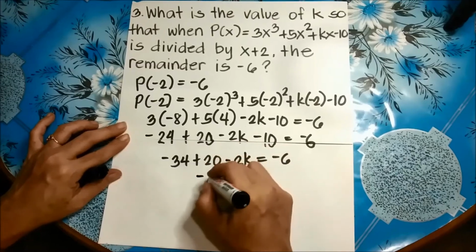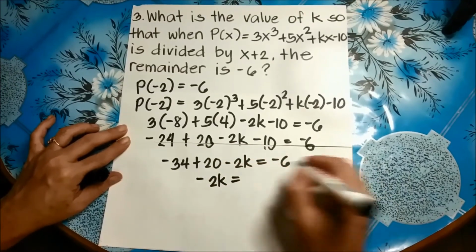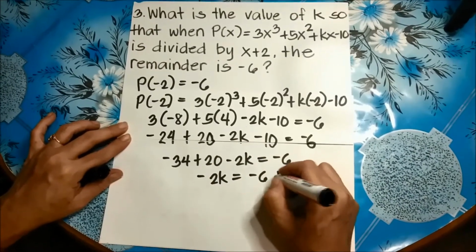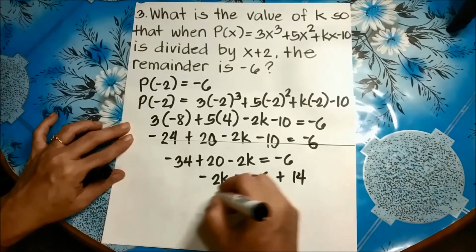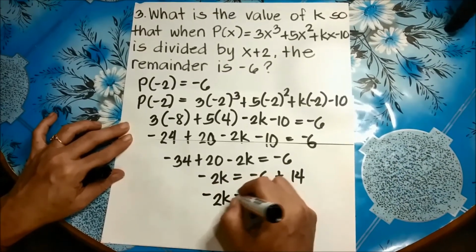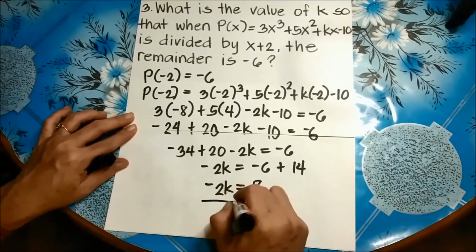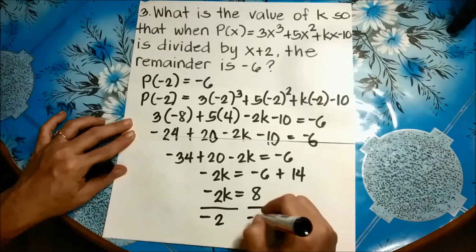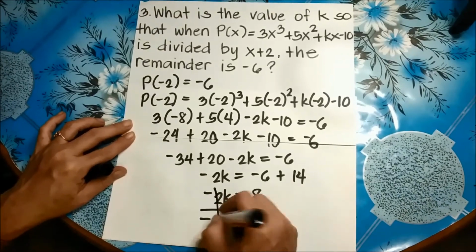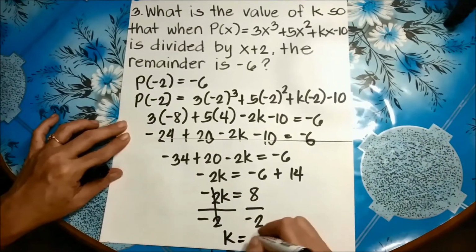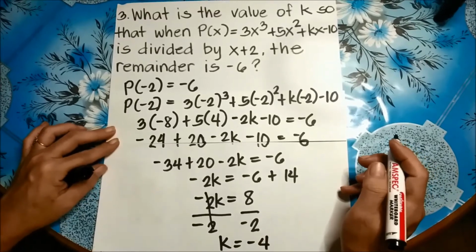Transposing it, we have negative 2k equal to negative 6 plus 14. So, negative 2k now is equal to positive 8. So, divide both sides by negative 2. So, k now is negative 4.